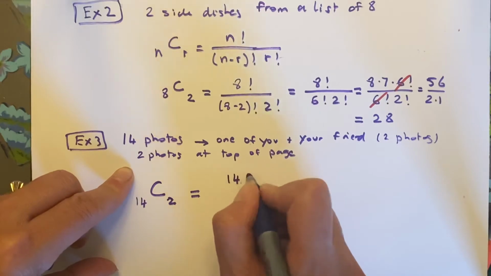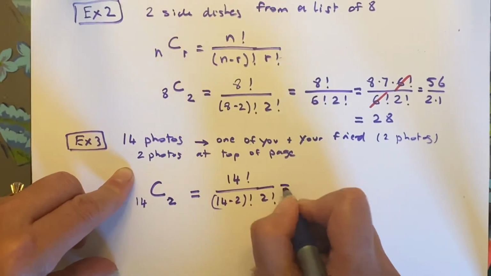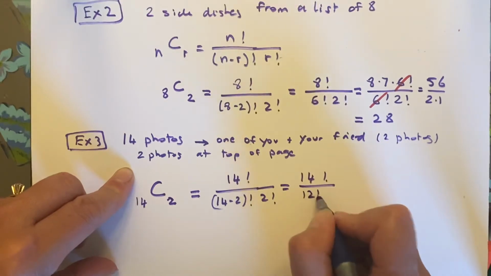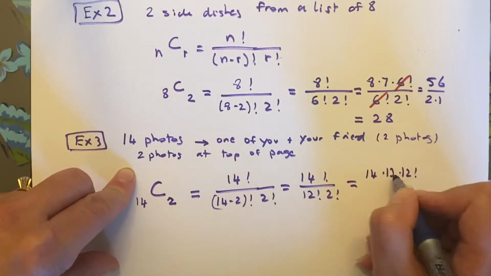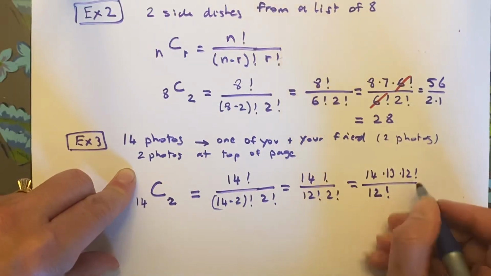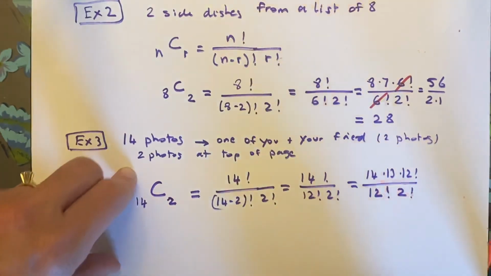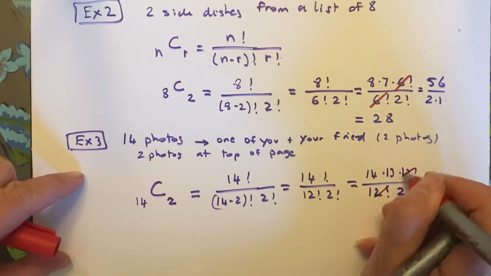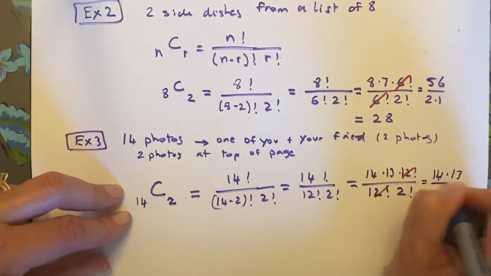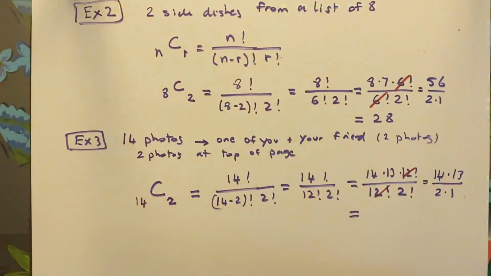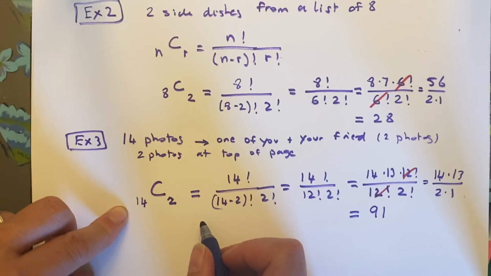So we have 14 factorial over (14 minus 2) factorial times 2 factorial. That's 14 factorial over 12 factorial times 2 factorial, or 14 times 13 times 12 factorial. And we're going to stay there, because why bother going 12, 11, 10, 9, 8 if you can cancel right away with 12 factorial here and 2 factorial. So we do what we did above. We can cancel this and this, and you end up with 14 times 13 divided by 2 times 1. When you calculate that, you end up with 91. So there are 91 ways of getting 2 pictures at the top of the page.